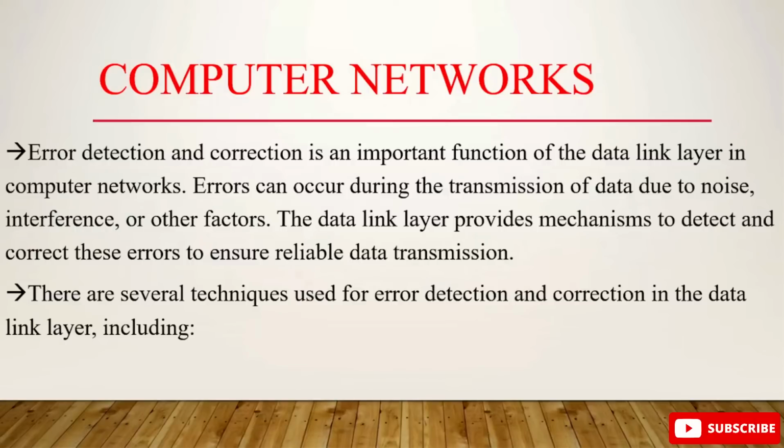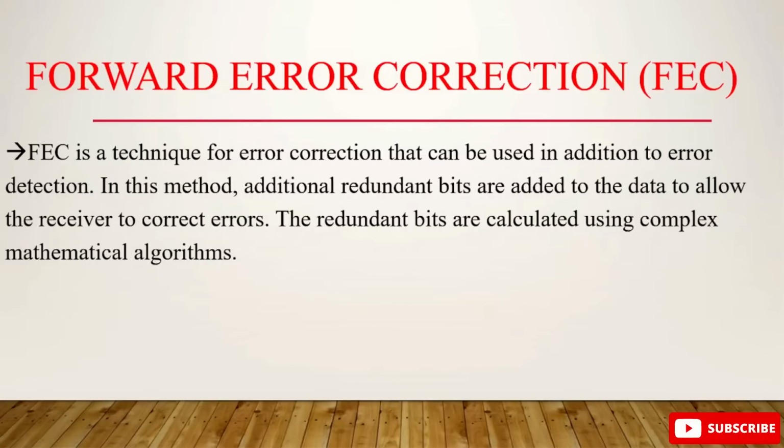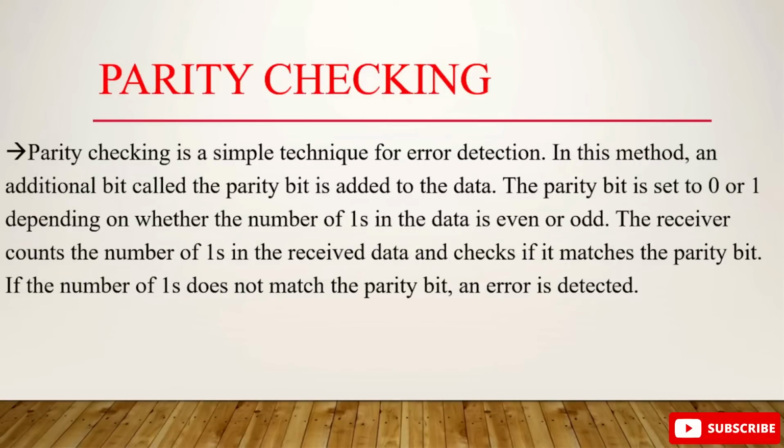There are several techniques used for error detection and correction in the data link layer, including parity checking, checksum, cyclic redundancy check, and forward error correction. So first is parity checking. Parity checking is a simple technique for error detection. In this method, an additional bit called the parity bit is added to the data. The parity bit is set to 0 or 1 depending on whether the number of ones in the data is even or odd. The receiver counts the number of ones in the received data and checks if it matches the parity bit. If the number of ones does not match the parity bit, an error is detected.